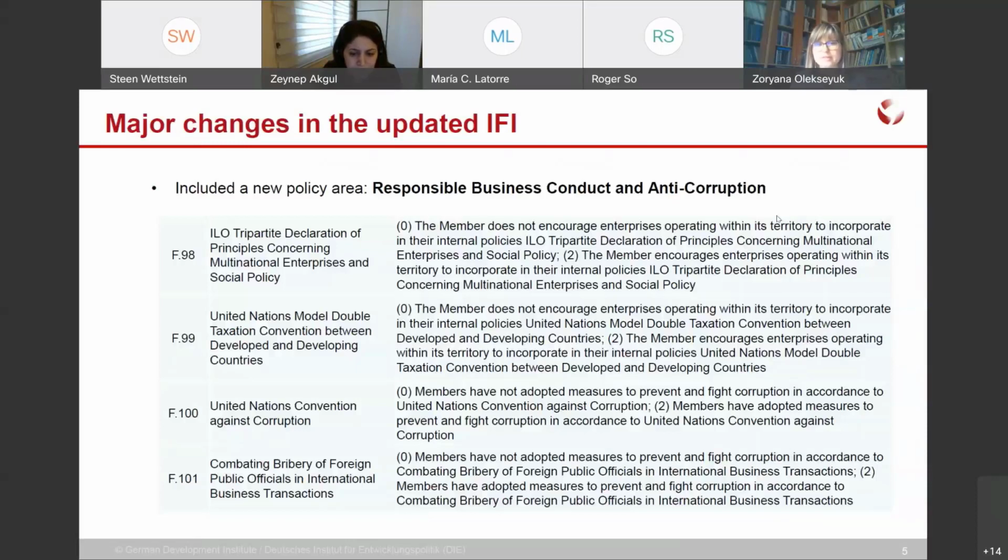And you can see that we have here as an example the responses. So if the countries do not encourage enterprises to include those rules and those conventions for their firms or investors, then the answer is 0. And 2, if they do encourage enterprises to use those.